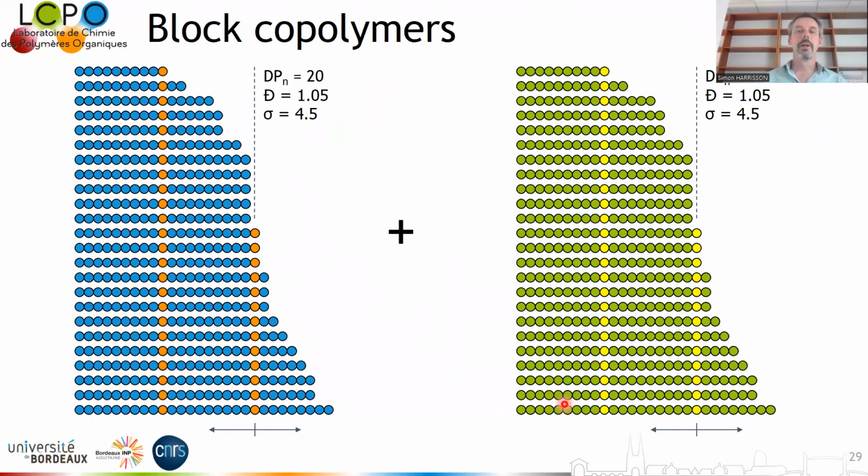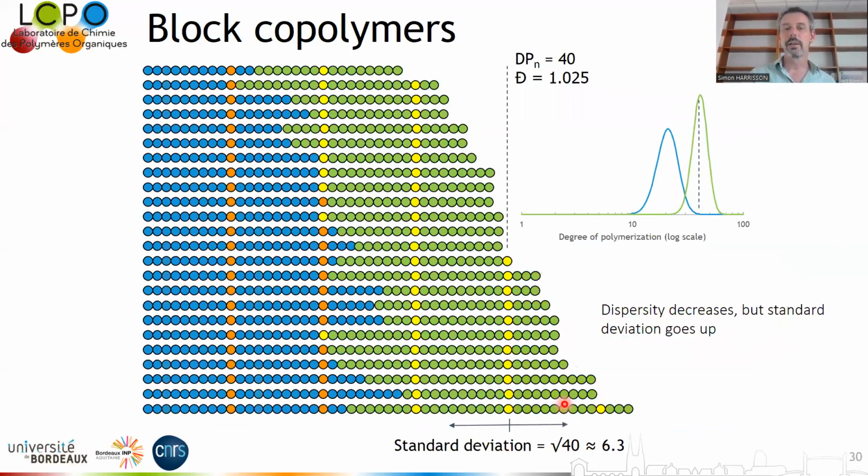Now, one of the main motivations for doing controlled polymerizations is to make block copolymers. So what happens when we put two blocks together? So here we've got two blocks, each of which has a degree of polymerization of 20, dispersity of 1.05, a standard deviation of roughly 4.5. We put them together, and of course we make a polymer that now has a degree of polymerization of 40. But interestingly, the dispersity decreases. We've gone from 1.05 down to 1.025.